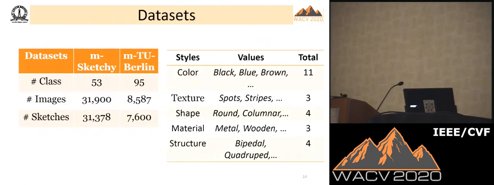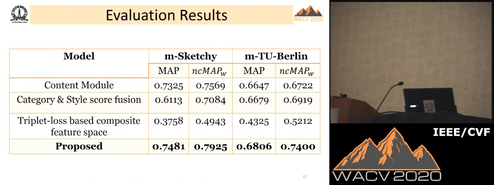For training the proposed model, we used a subset of two large-scale datasets, Sketchy and TU Berlin. These subsets contain images for which instance-level style annotations are available. We display some of the results using both traditional and proposed metric, and we observe that the proposed model performs the best in all cases.